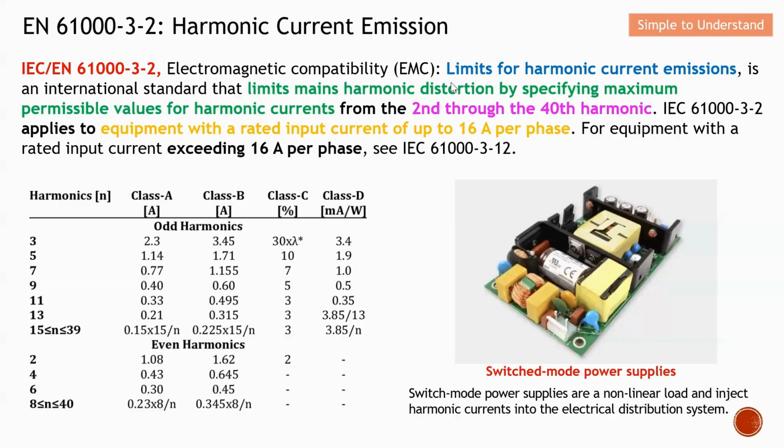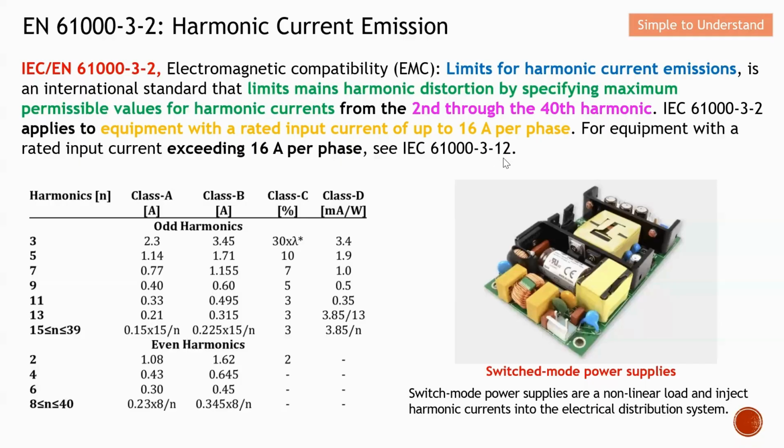Under this harmonics standard, they specify the maximum permissible value for the harmonic current, typically from the second harmonic all the way up to the 40th harmonic. Again, I'd like to emphasize that 61000-3-2 is mainly for equipment that is used up to 16 ampere per phase. Anything more than 16 ampere per phase, you need to look at another standard, which is 61000-3-12.